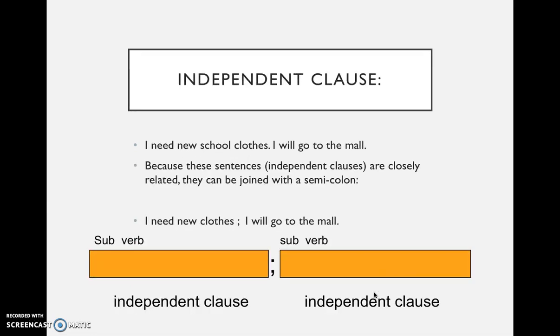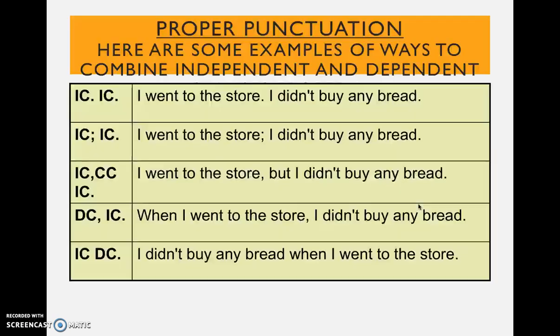So here are two independent clauses. I need new school clothes. I will go to the mall. Because they're independent, you can join them with the semicolon, like right here. Or we could say, I need new clothes, comma, so I will go to the mall. So being one of the FANBOYS. Now, here's another example. You've got independent, independent, independent, independent. Now, independent with coordinating conjunction.